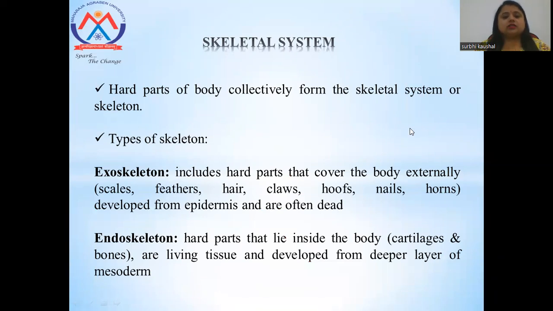Exoskeleton includes the hard parts that cover our body, like scales, feathers, hair, claws, nails, horns, and hooves. It develops from the epidermis and is often dead in nature. Now, second is the endoskeleton. It is the hard part that lies inside the body. It includes cartilage and bones. They are living tissue and they develop from the deeper layer of the mesoderm.